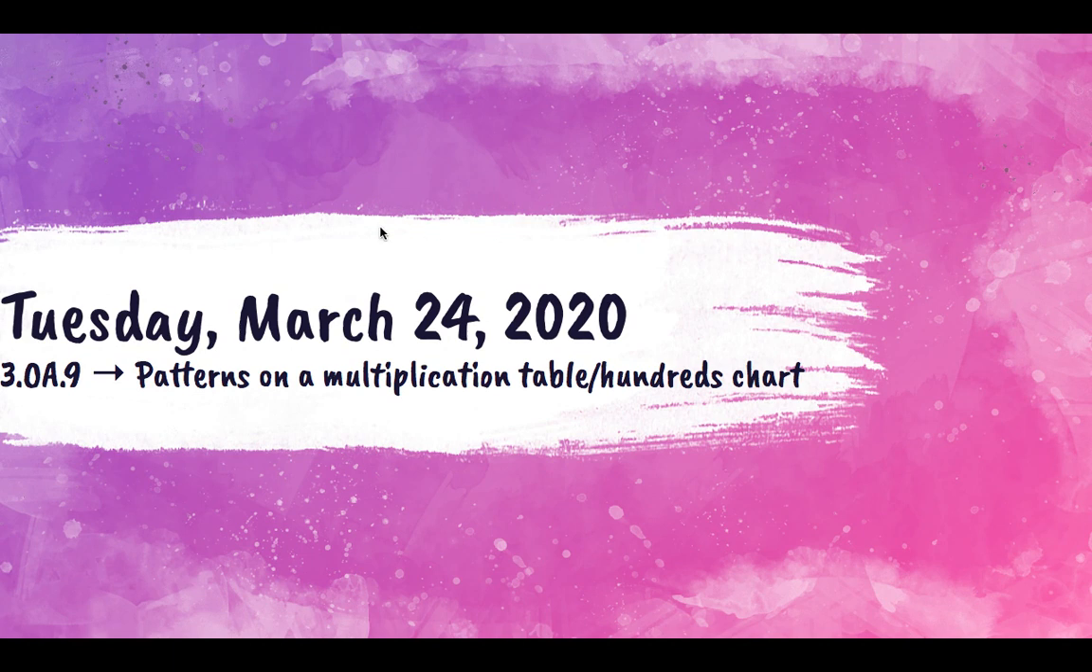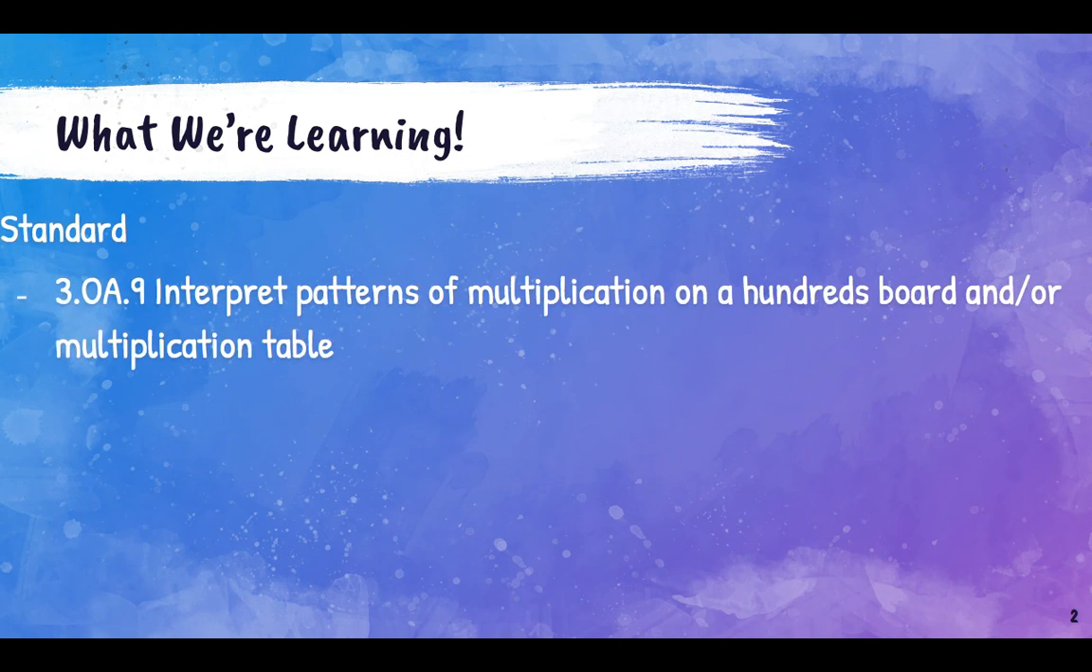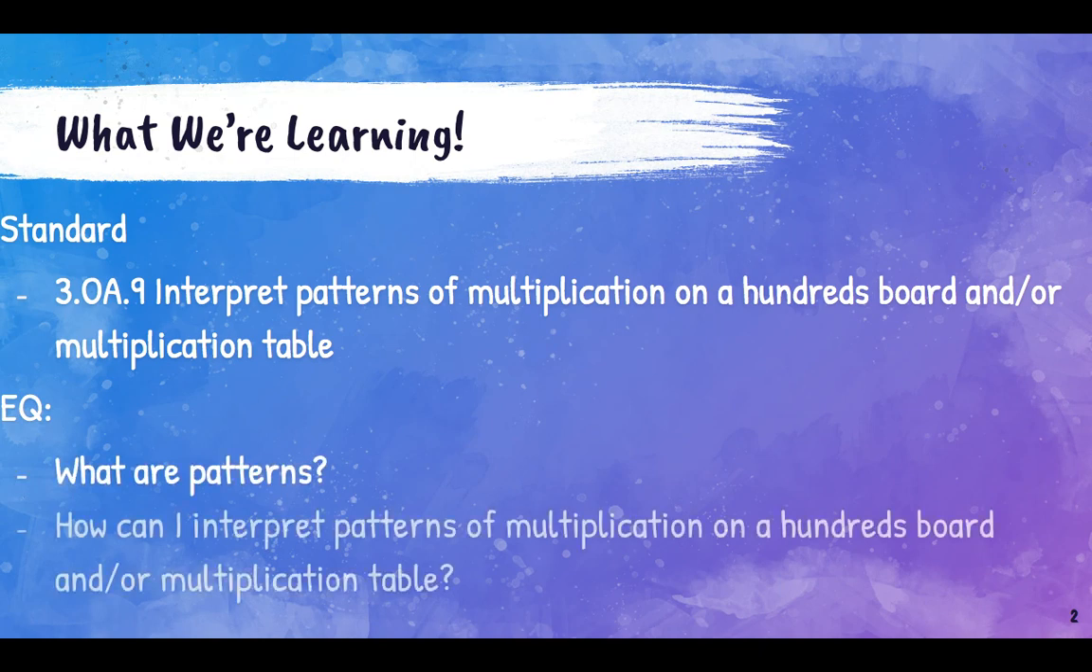We're going to take a look at standard 3.OA.9, which is patterns on a multiplication table and or hundreds chart. So let's begin. What we're learning: standard 3.OA.9, which is interpret patterns of multiplication on a hundreds board and or multiplication table. Our essential questions are: what are patterns? How can I interpret patterns of multiplication on a hundreds board and or multiplication table?